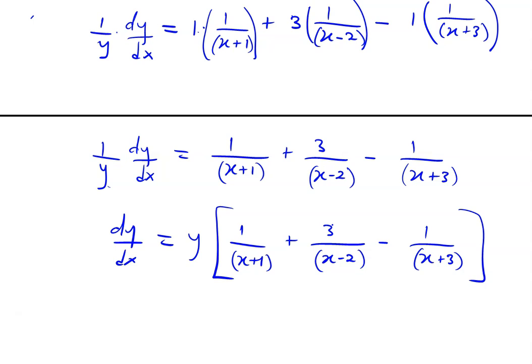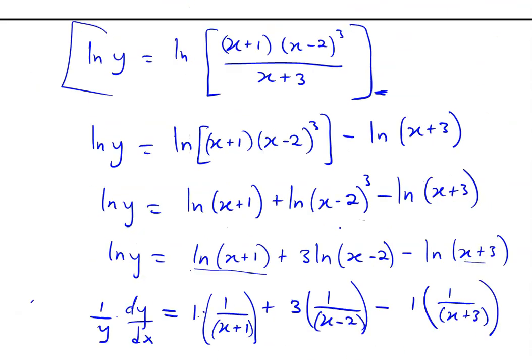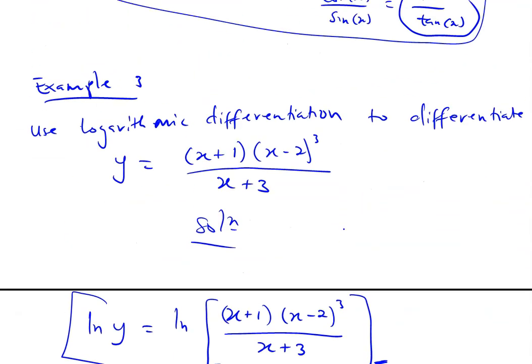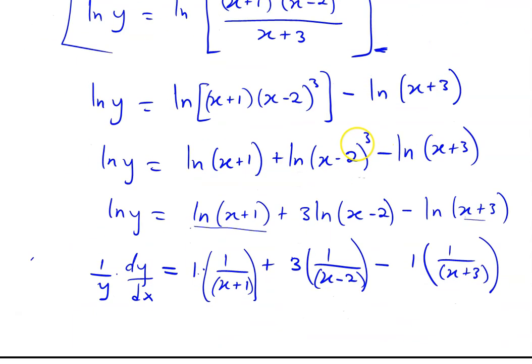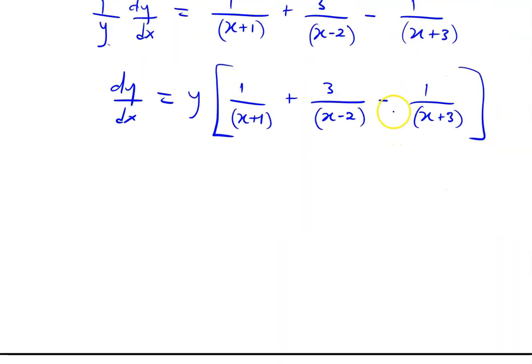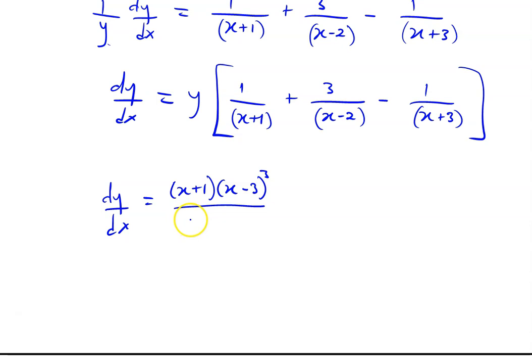So now we knew that y was equal to, from the question, we knew the value of y. Okay, so we just substitute the value of y. So we can say that the dy on the dx, right, equals to, what was the value for y? y was x plus 1, x minus 3 all cubed, right? All on what? On x plus 3, right?